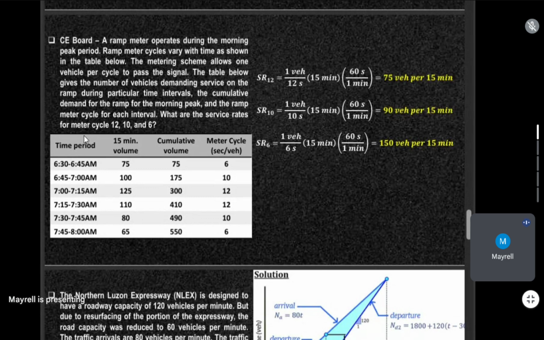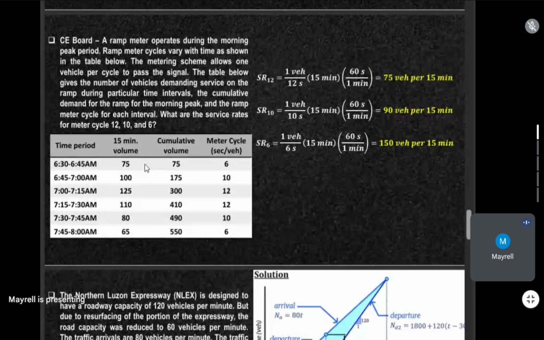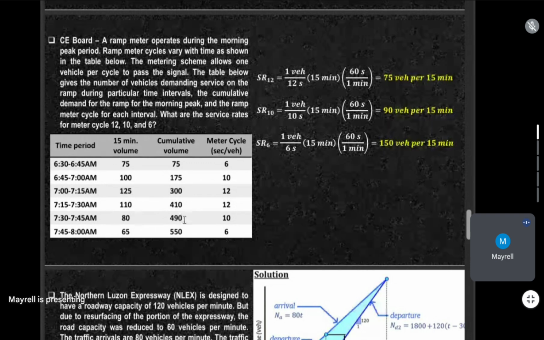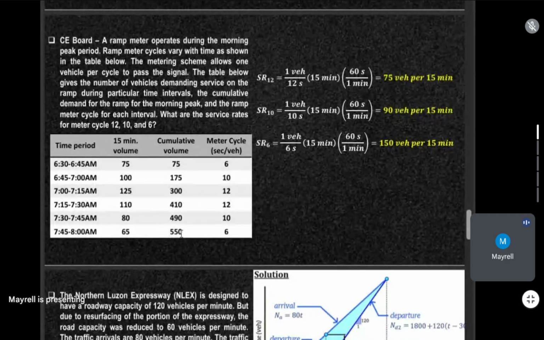And then the volume in those 15-minute intervals, so you have 75, 100, 125, 110, 80, and 65. Cumulative volume: you have 75 first, and then add 100 for the next 15 minutes, so you have 175. Then add 125, so cumulative is 300. Then add 110, you have 410. Add 80, 490. Add 65, you have 555.